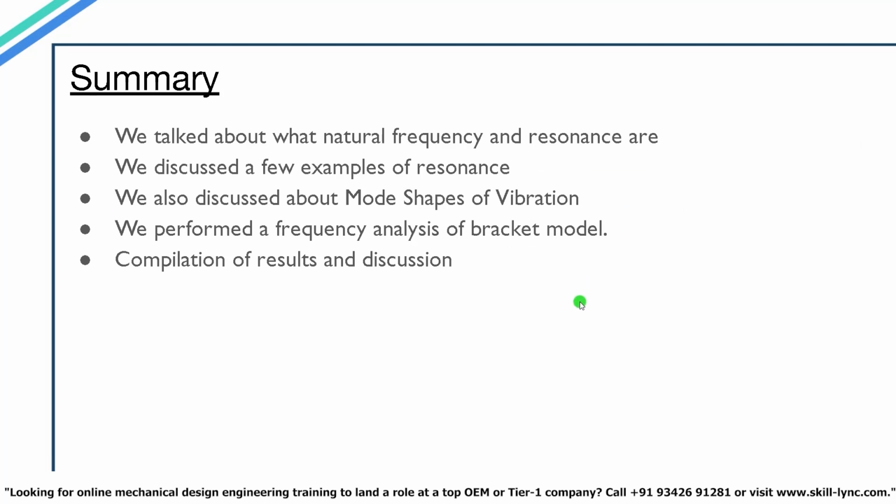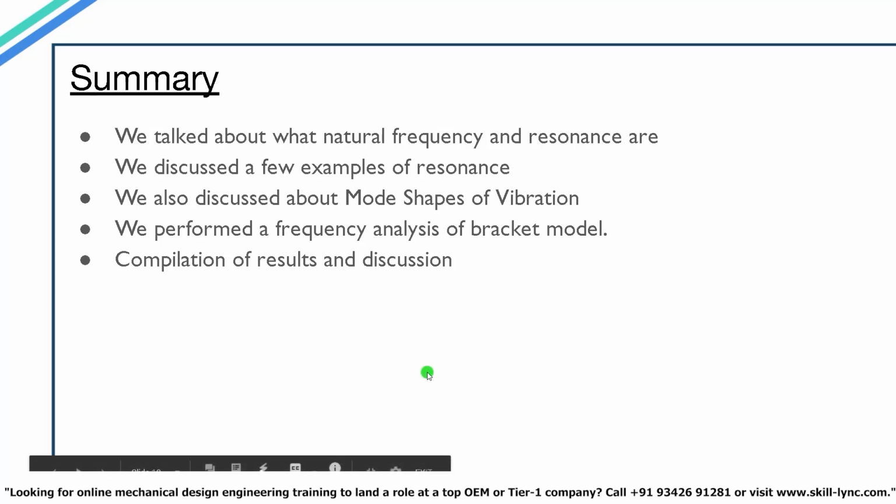So in the beginning of this video, we first talked about what natural frequency is and what resonance is. After that, we had a brief discussion on the different examples of resonance. And after that, we had a discussion about mode shapes of vibration. Once we were done with that, we performed a frequency analysis for a bracket. And then in the end, we compiled the results and had a brief discussion on the resonance frequencies of each of those brackets. For your challenge, we have something which is interesting.